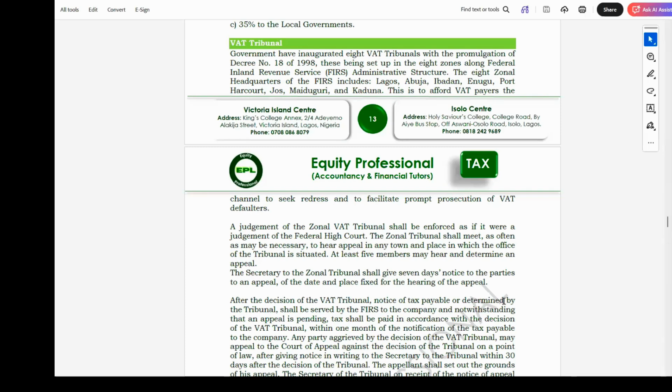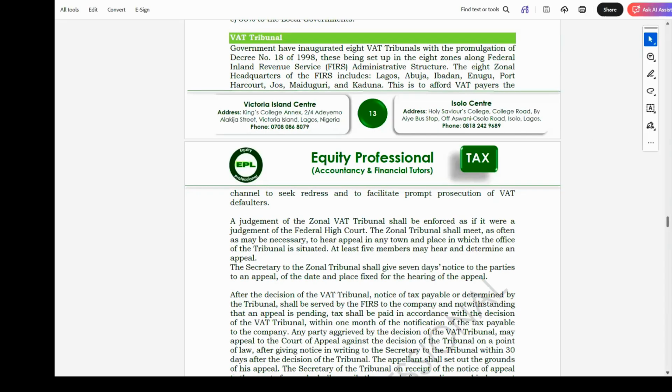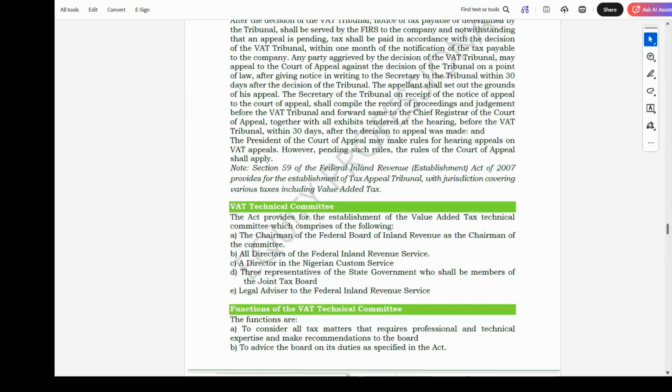And any decision made by the Supreme Court is final and conclusive on the taxpayer. So this VAT tribunal is just to settle matters of dispute between the taxpayer and the tax authority in relation to value-added tax. Then we also have what is called the Value-Added Tax Technical Committee.